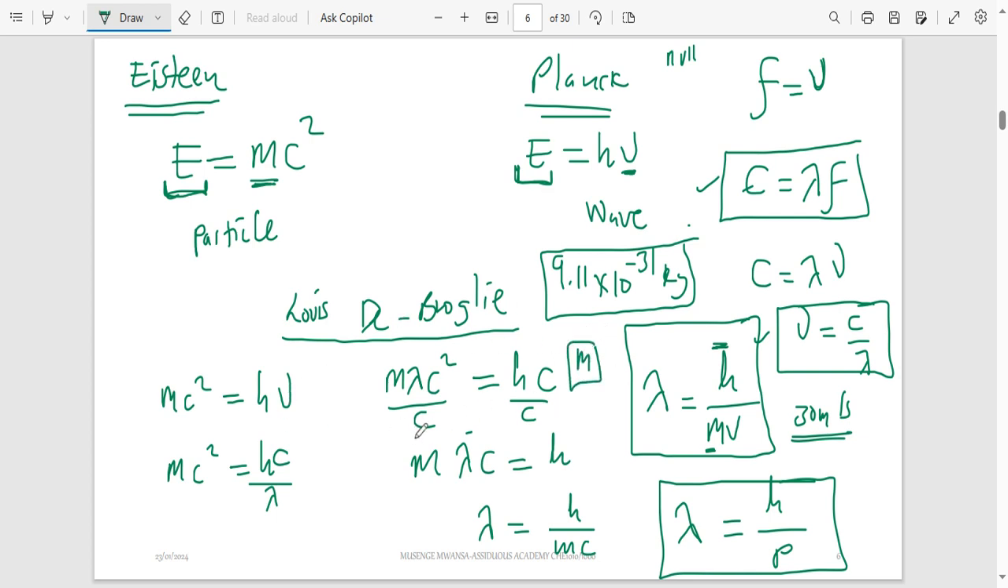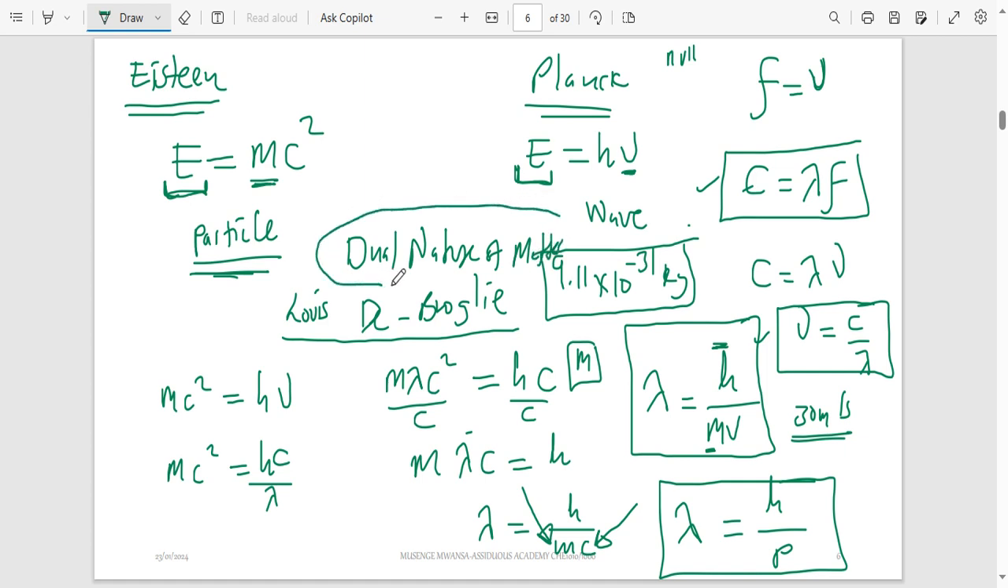Because this equation combines, if you look at it, it shows that you have mass there. You also have speed. Anything that has got mass, remember, is a particle. What has got speed, well, speed is one of the properties of a wave. So this is also known as the dual nature of matter. This tells you that matter is both a wave and a particle. That is what Louis de Broglie said, that matter is both a wave and a particle.